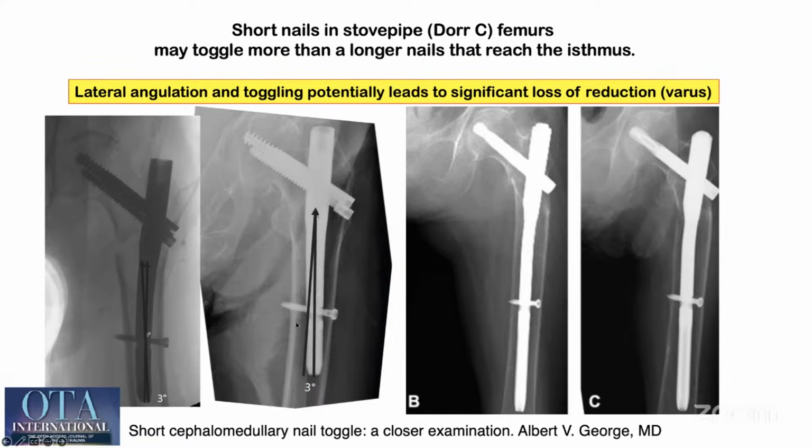So whenever we are using the nail, you should use an adequate size nail in the femoral canal so as to get coronal as well as sagittal stability in the canal. We don't say that the nail should be hammered in, but it should fit snugly in the canal so as to decrease the lateral angulation as well as the toggling effect.